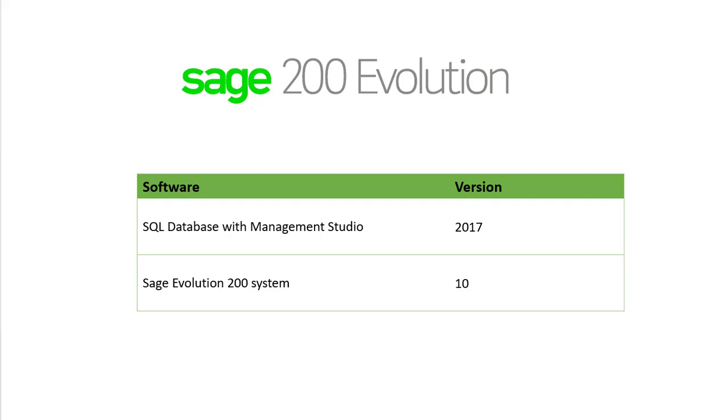As the first step, you need to install this Sage Evolution 200 system on your own laptops or PCs with the relevant other software tools that it requires to run. You need to install first the SQL database with Management Studio, and the relevant setups can be downloaded from the internet or else you can download them from the LMS. And then you need to install the Sage Evolution 200 system, and that setup can also be downloaded from the LMS.